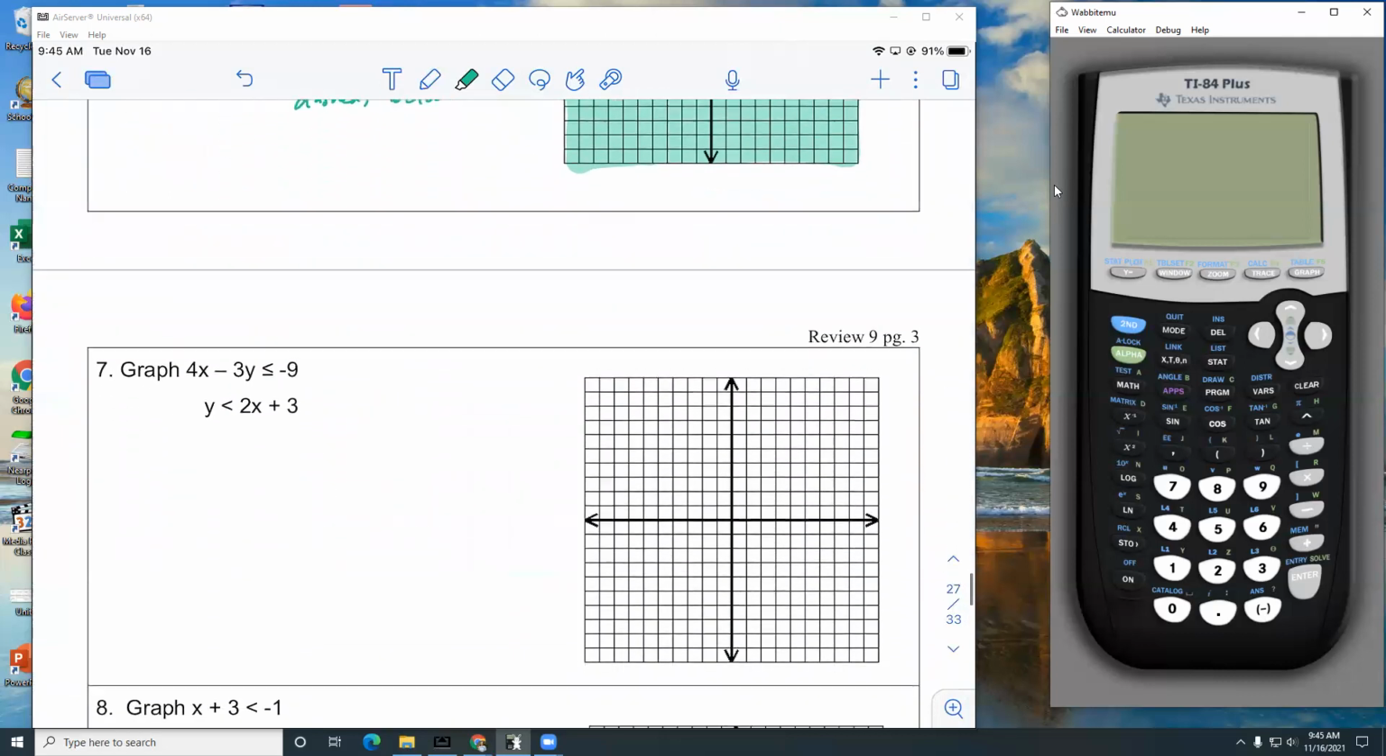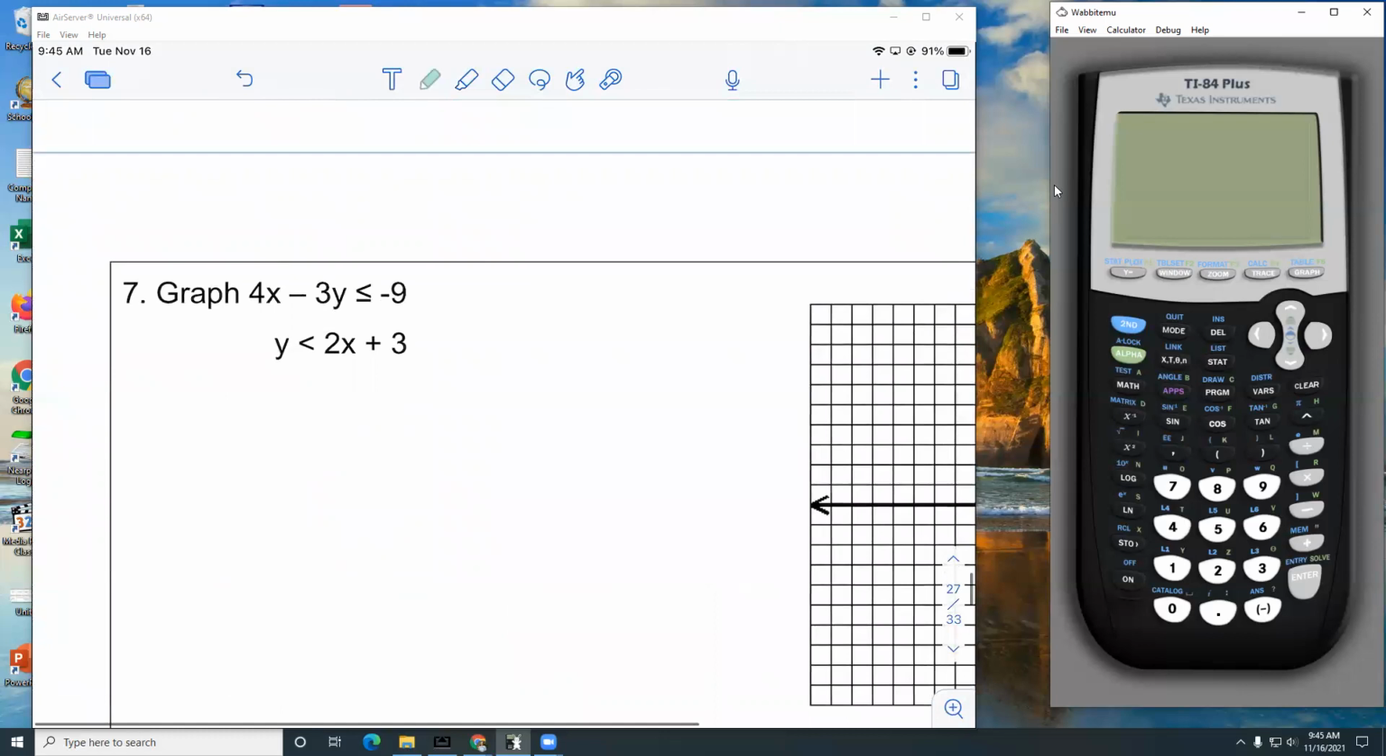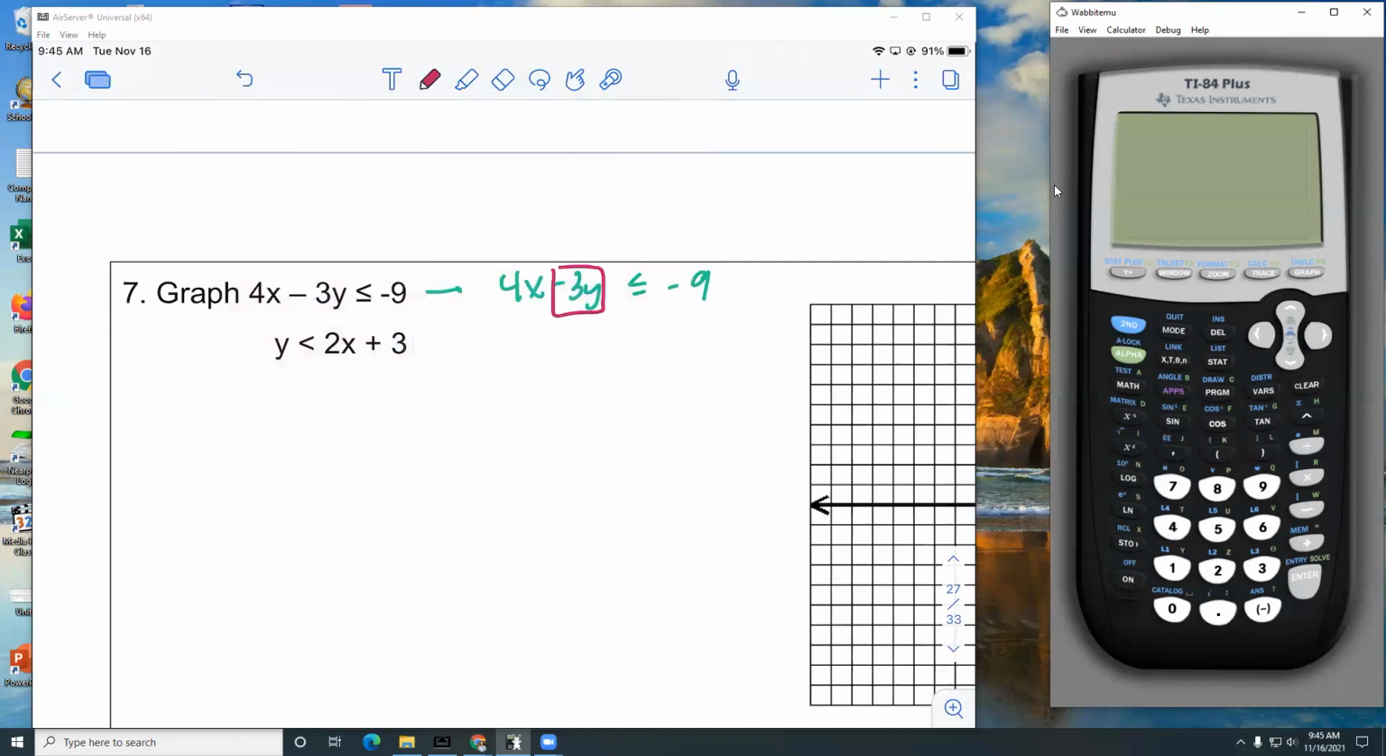All right, next page, let's do it again. It's a system. All right, so for this first one, I've got 4x minus 3y is less than or equal to negative 9. I'm going to box my minus 3y, and I'm going to subtract 4x over. So I get negative 3y is less than or equal to negative 4x minus 9. And then I'm going to divide both sides by negative 3.